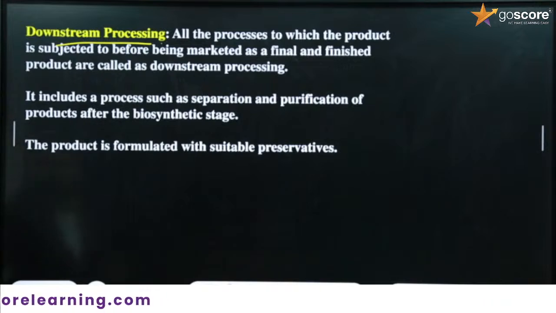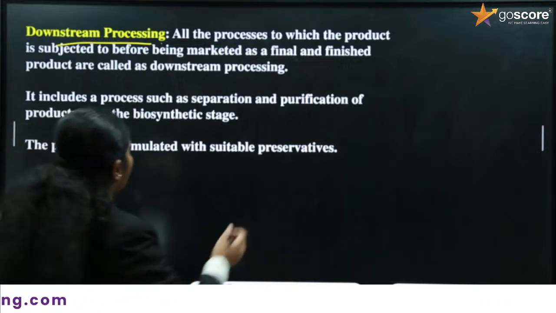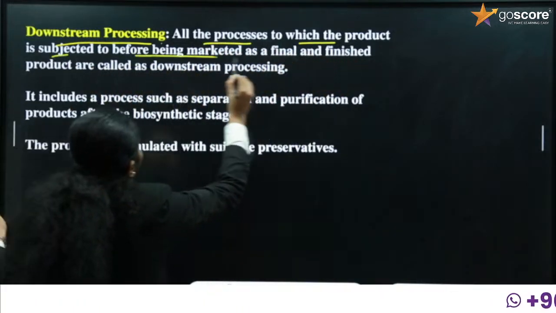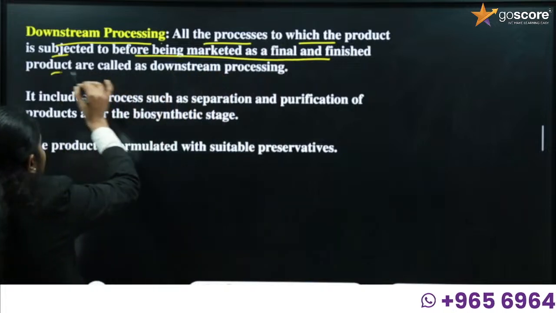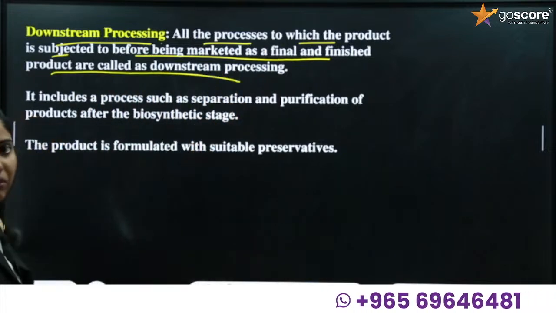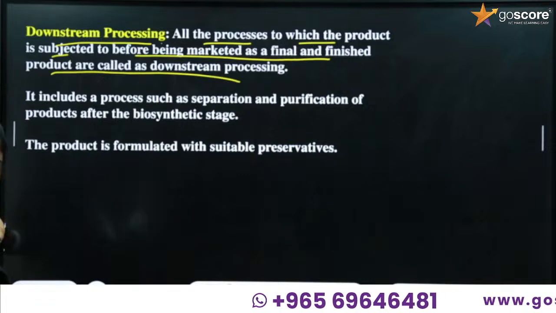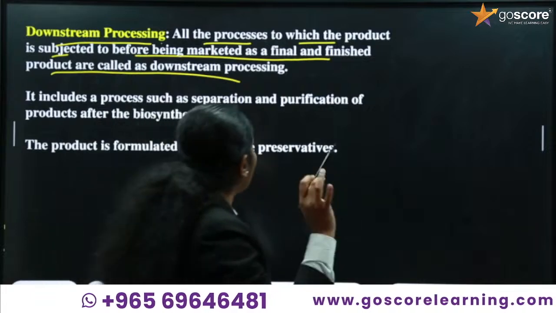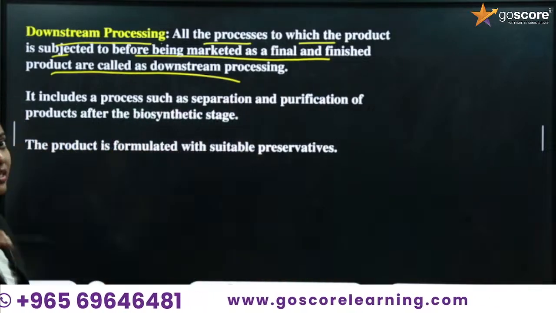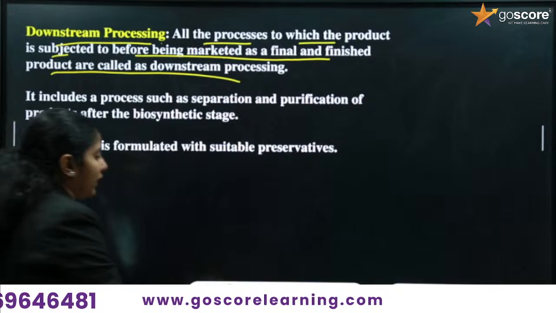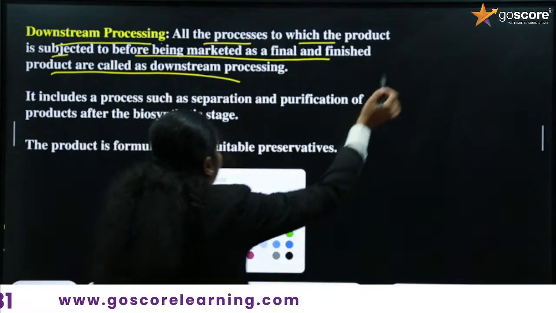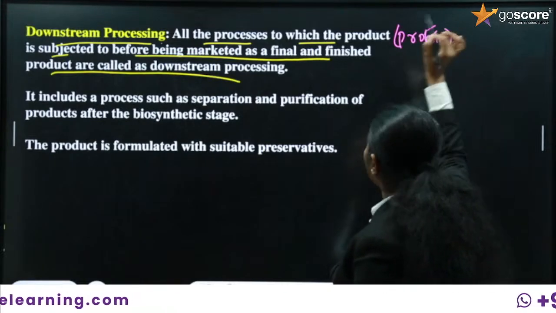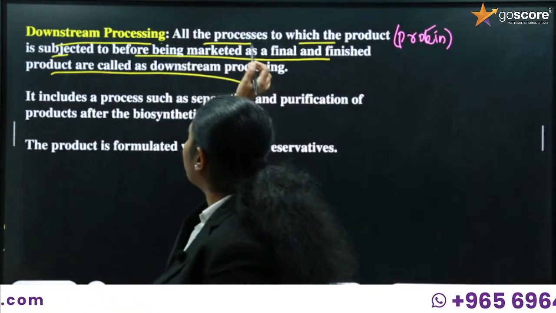Read the definition please: all the processes to which the product is subjected before being marketed as final and finished products are called downstream processing. It is a definition question. What is downstream processing? All the processes to which the product is subjected. What is the product? The product is the protein. So this protein is subjected to these processes before being marketed.